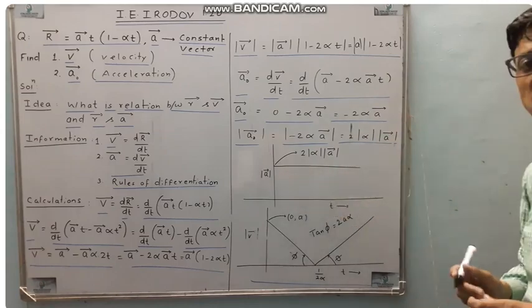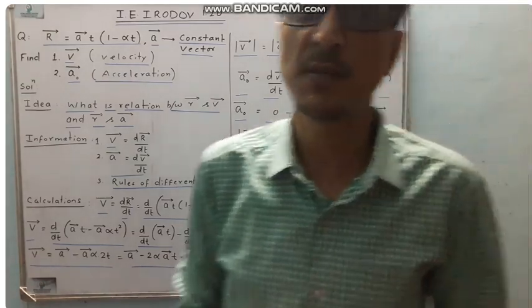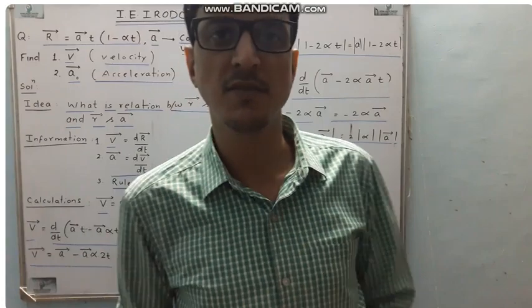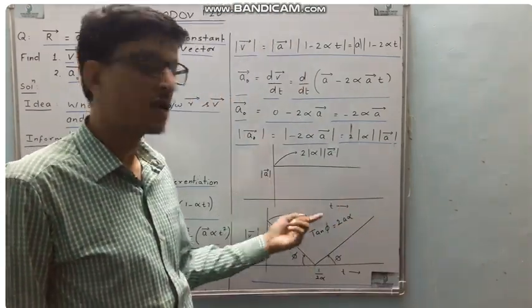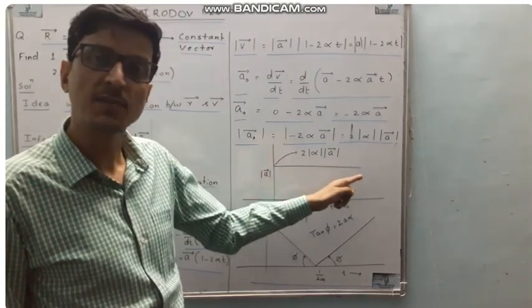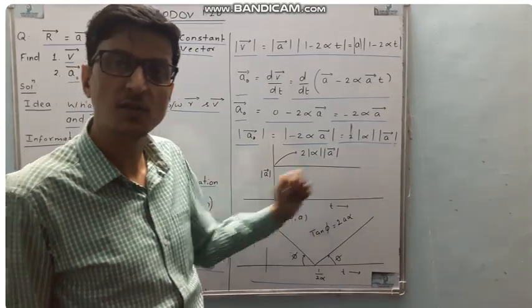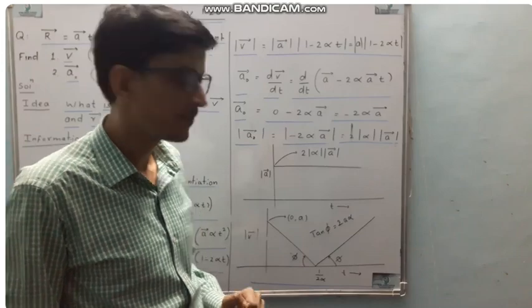So if we plot the graphs, that is an important concept. It's not given in the question. I have added this information. If you plot the graph between magnitude of acceleration and time, it will be a constant function of time. You see there is no change in the magnitude of acceleration with respect to time.